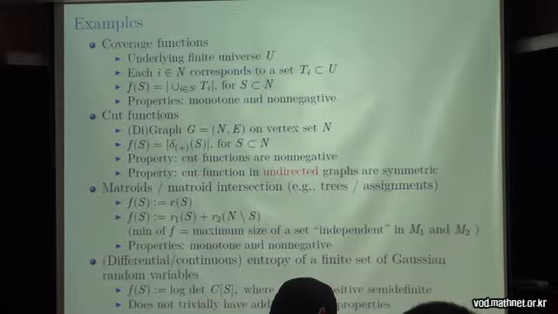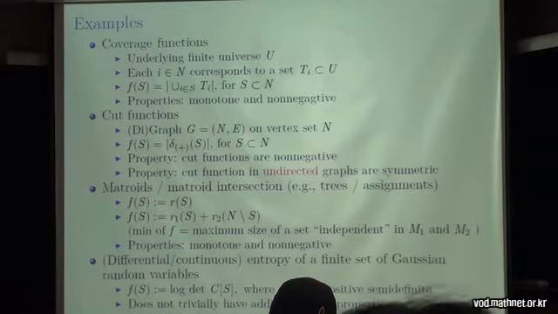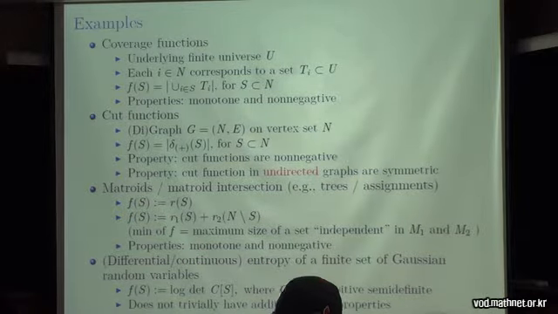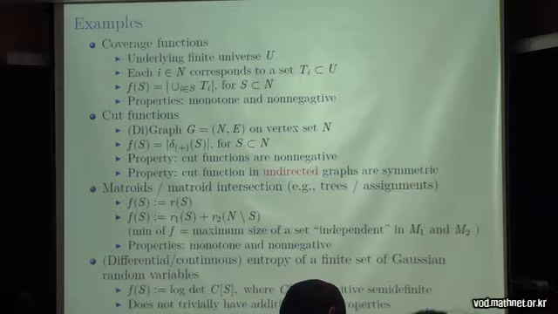There's some other examples. This one I've spent a lot of time working on. If you have a positive definite matrix, like the covariance matrix of some random variables, and you define a function, so the matrix should be symmetric, and the rows and columns are indexed by the same set.